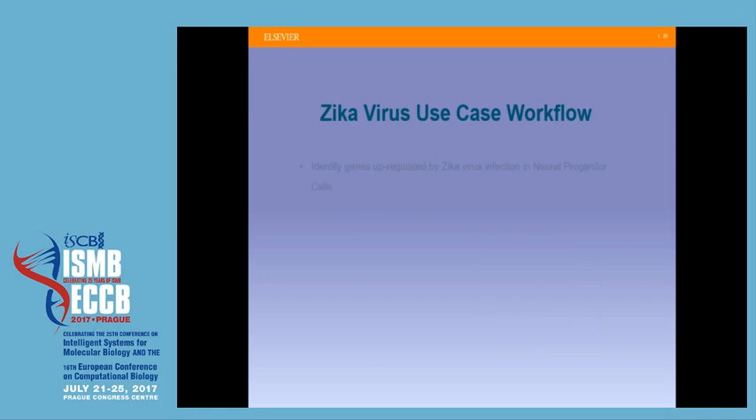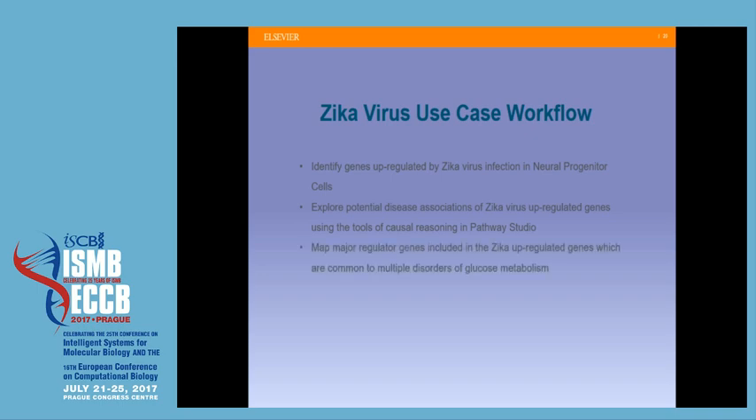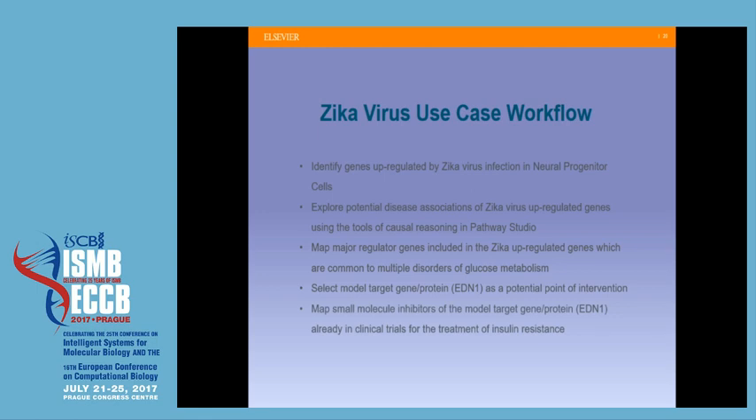What we're going to do today is identify genes that are upregulated in an experiment. We're going to explore the potential diseases that might be related to those genes. We're going to map major regulators. We're going to select a model target. And then we are going to map small molecule inhibitors of that target, and identify and distinguish between ones that are in clinical trials or are not.